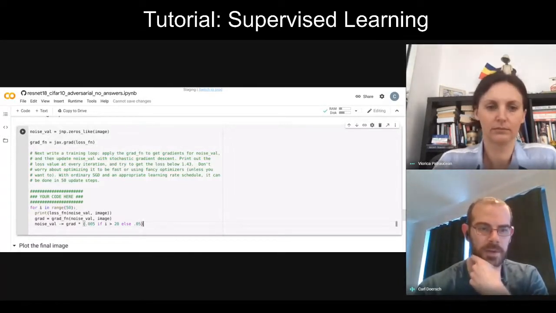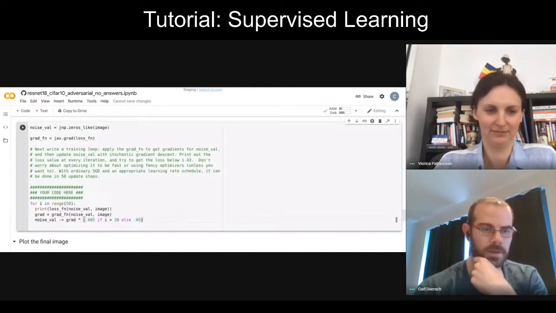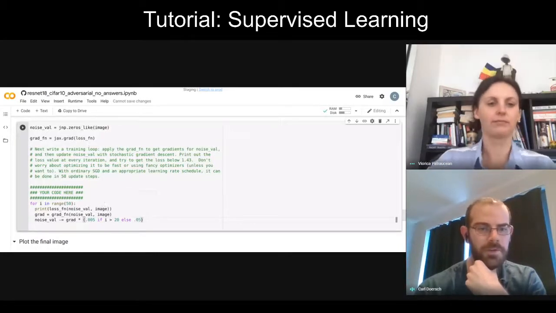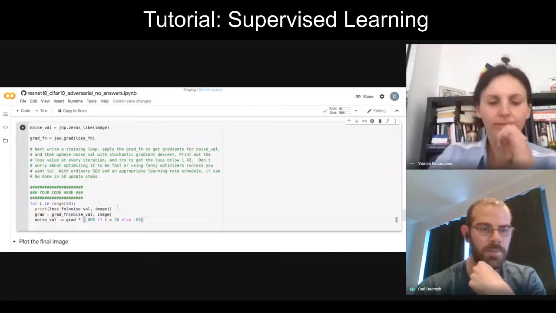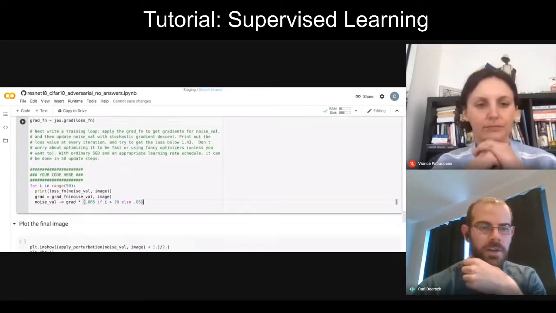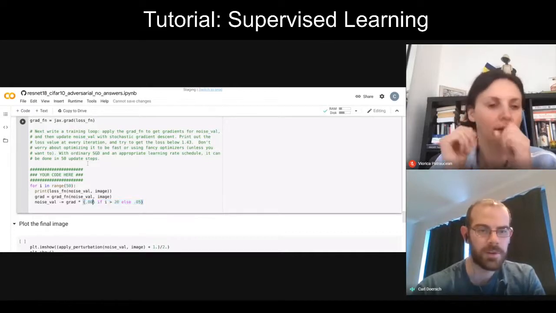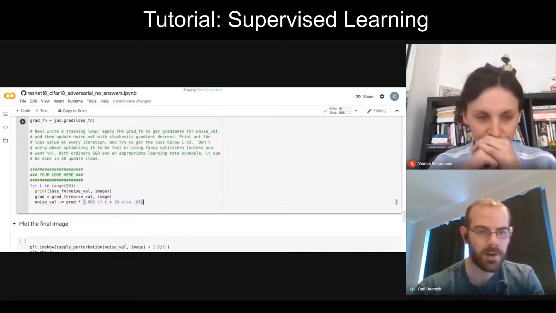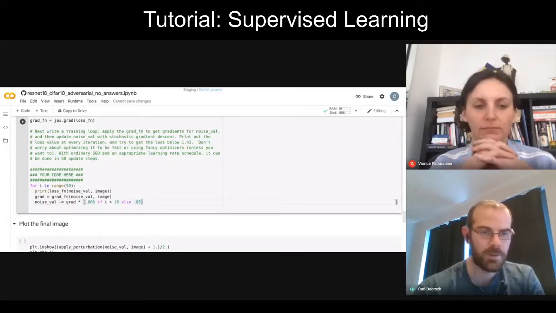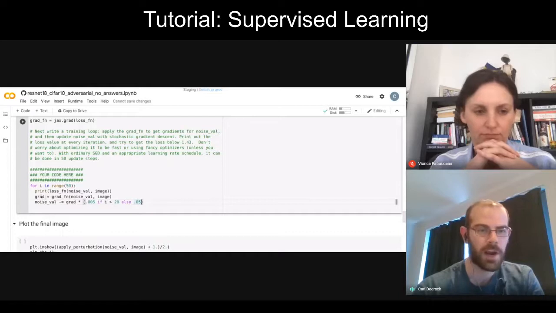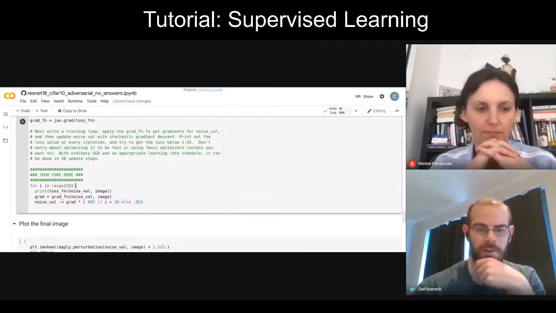So basically what it's doing is that we have a loop over iterations. At every iteration, we're just going to print out the loss function. We plug in the current noise value, which starts off as zeros, along with the image. That's just for diagnosing what's going on. Then we take the gradient function, we apply noise and the image. And here's where I've implemented our learning rate schedule. If i is greater than 20, we're going to use this learning rate 0.005. Otherwise, we're going to use 0.5. And the actual update is just to take the gradient, multiply it by that value, and subtract that from our current noise value, and use that to update.